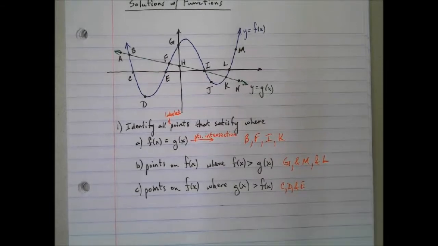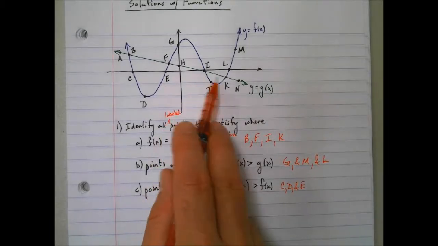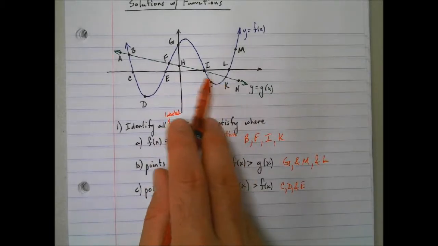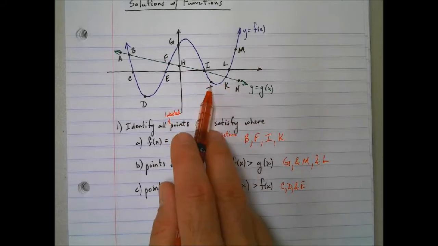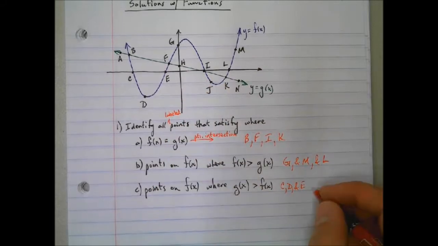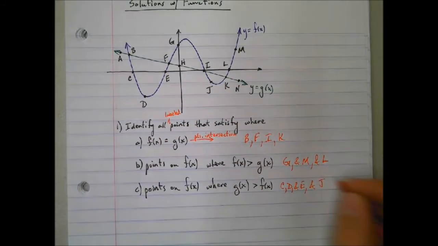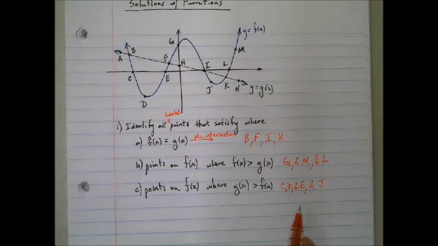Is there any other place where g of x is above f of x? Well, g of x is above f of x here between I and K. Are there any points on f of x where that is true? Yes, point J. Okay, so 4 points there. There are more points than this. It's just these are the only labeled points where this is true.